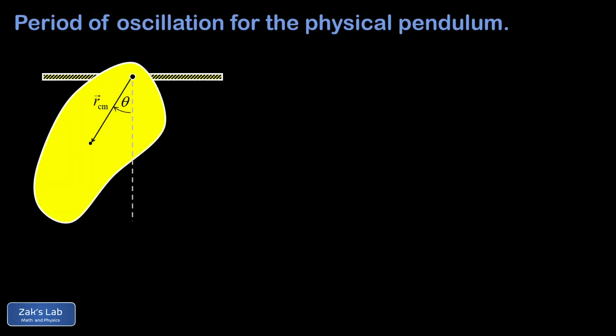In this video, we're deriving the formula for the period of oscillation of a physical pendulum. So a physical pendulum is just an extended rigid body that we've hinged at one end. And then we allow the torque exerted by gravity to cause oscillations back and forth in this thing.